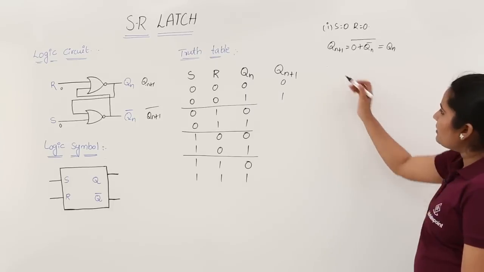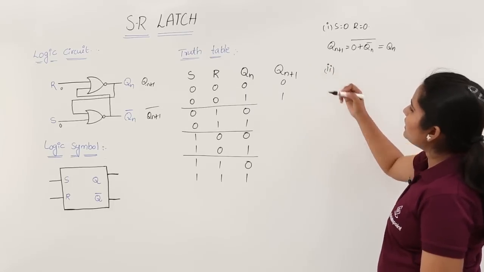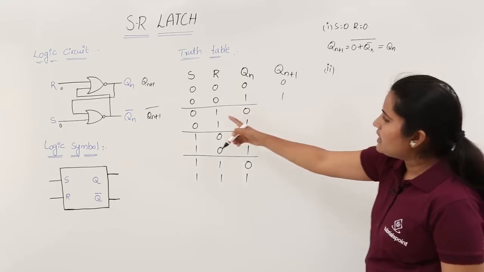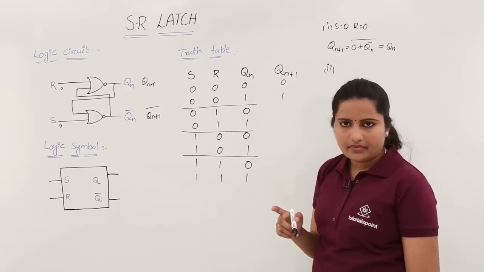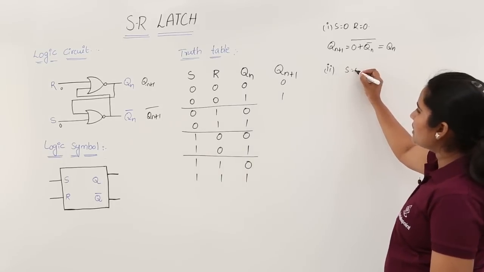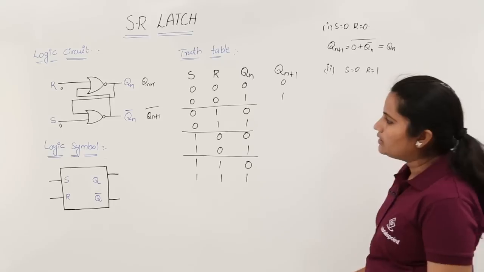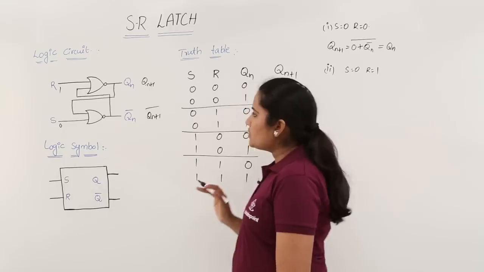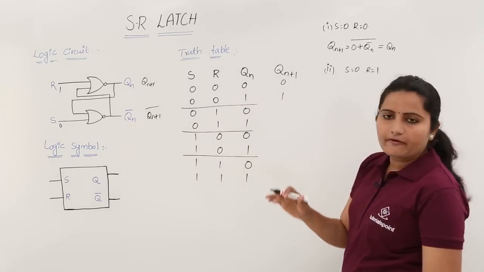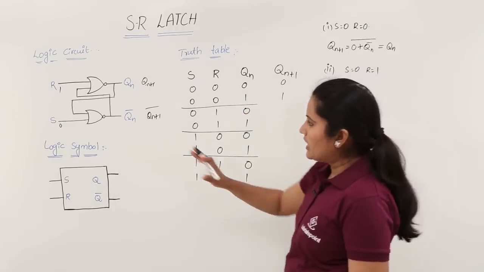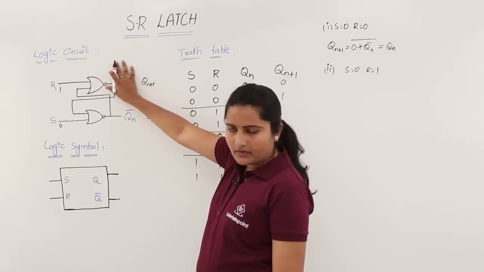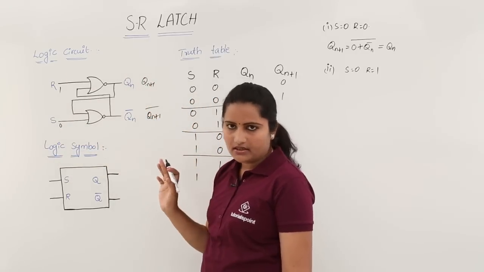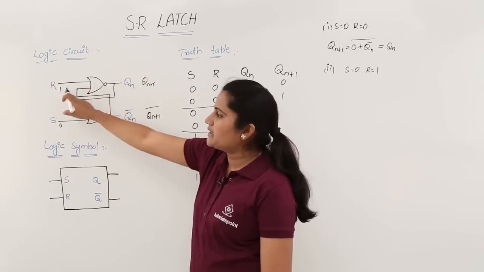So now I am taking my second case, that is SR equal to 0, 1. So S equal to 0 and R is equivalent to 1. Here in the R place I am considering 1. Now I am going to define what the next state is. Actually the present state is Qn. Now with R equal to 1, S equal to 0, what may be the next state? You need to process with this one.